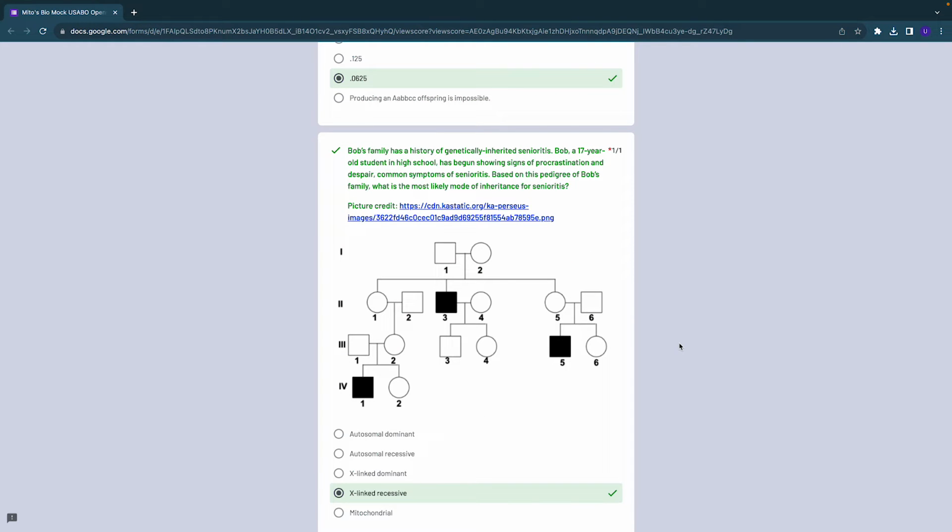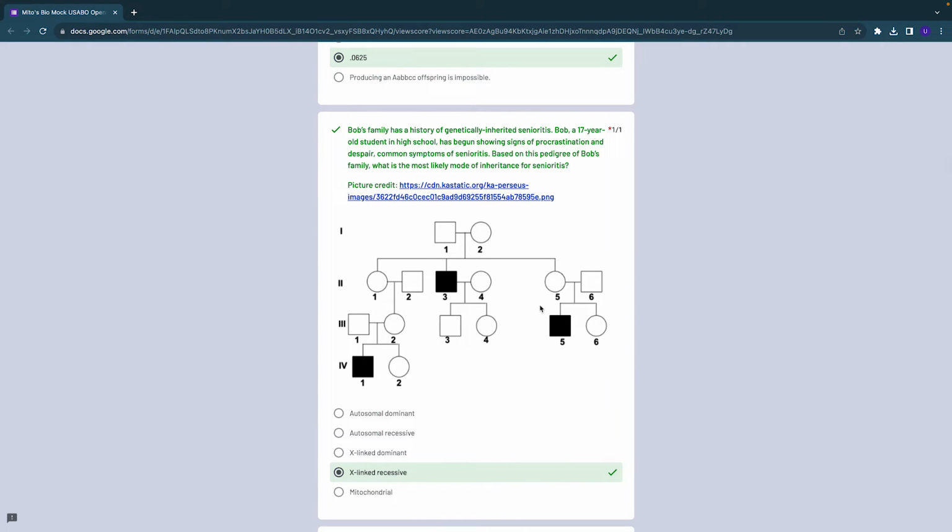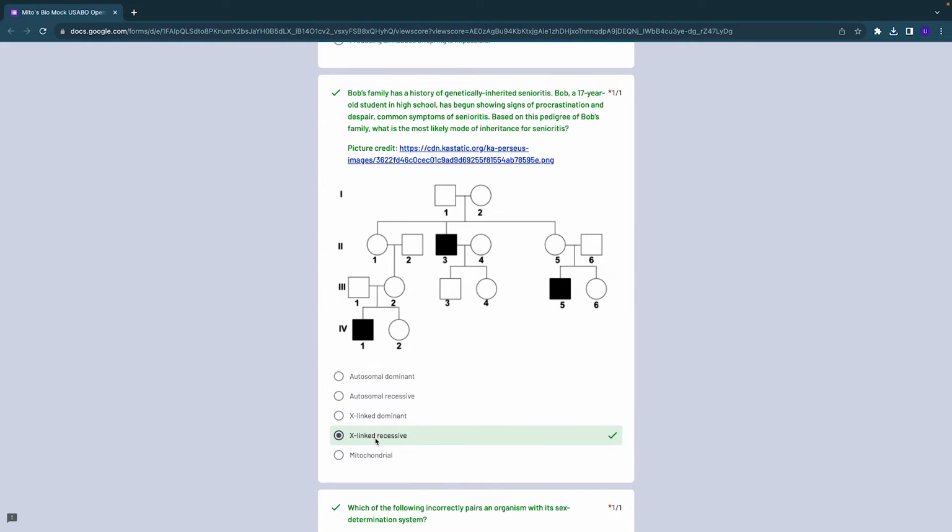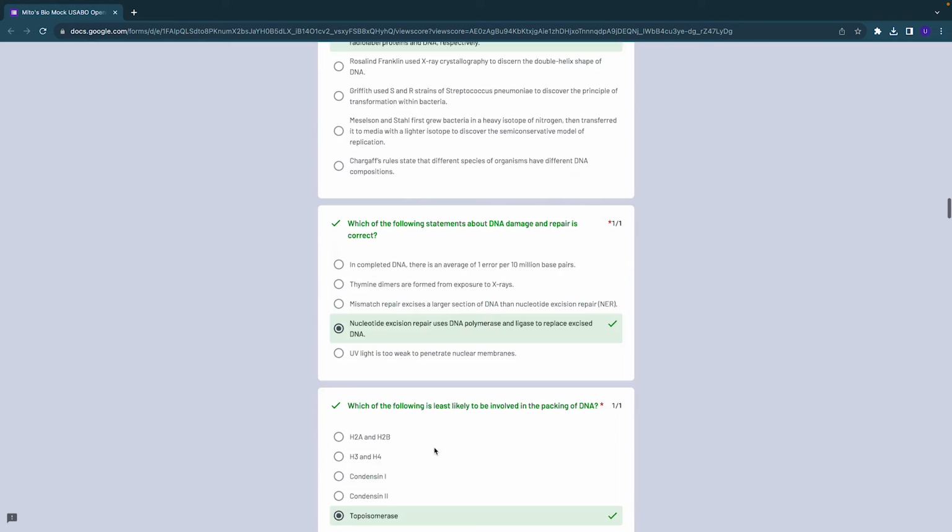Okay, so now we're going to look at a pedigree, and we're just going to see what the most likely mode of inheritance is. First thing we notice is there are only males affected, so that tips us off that it's probably something X-linked, because those tend to affect males more. Also, we do skip a generation. There's no one affected in the first generation, so it's probably recessive, and thus we are led to believe that it is X-linked recessive.